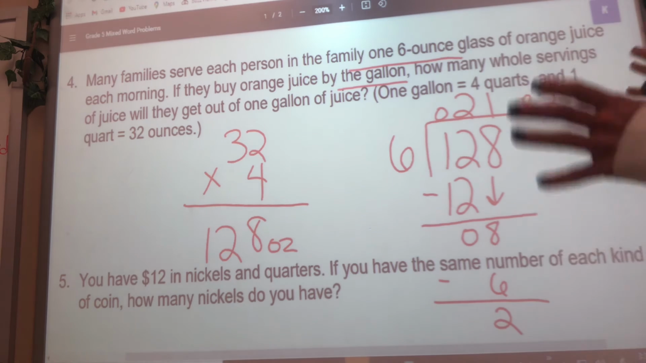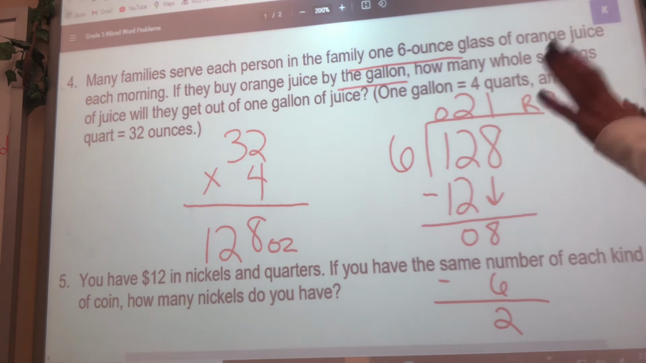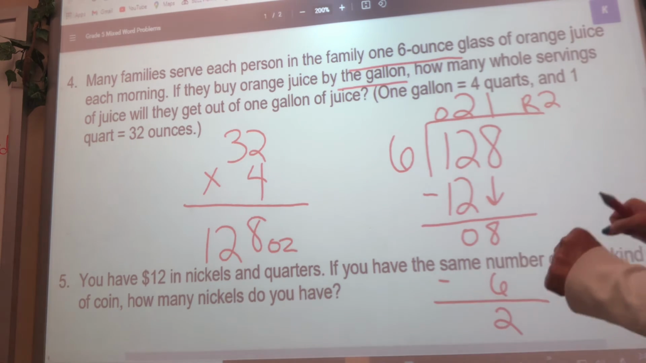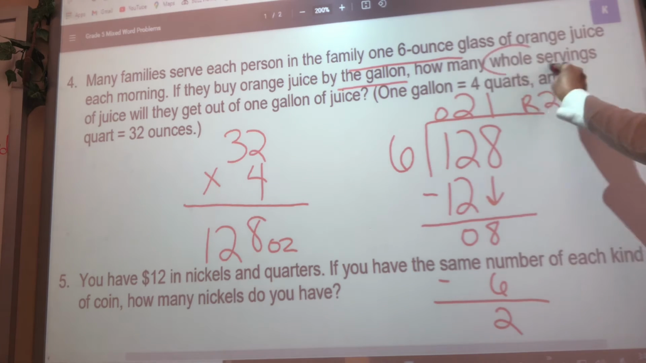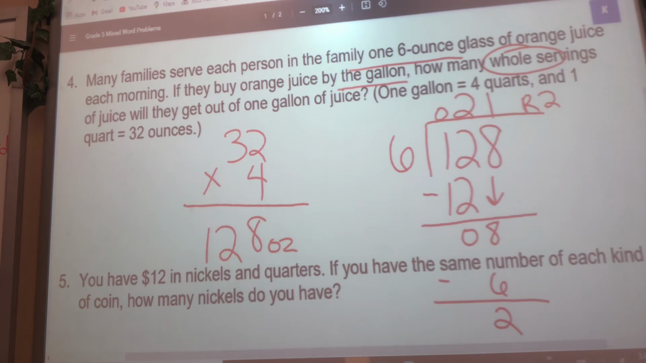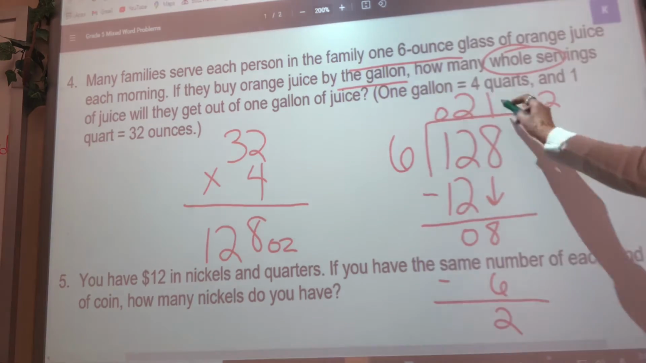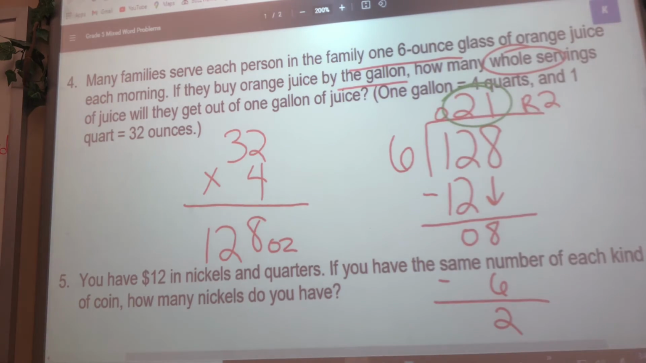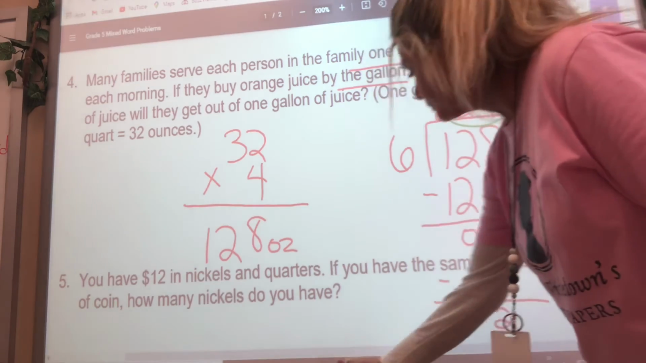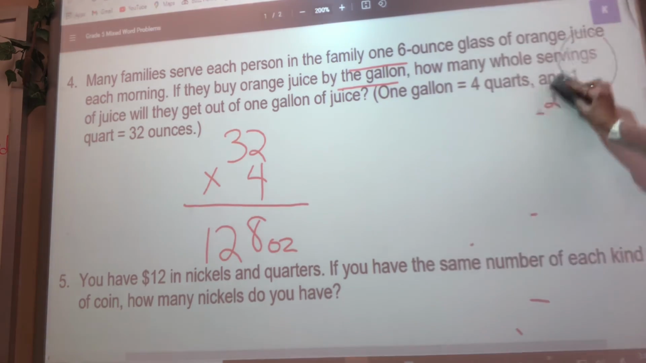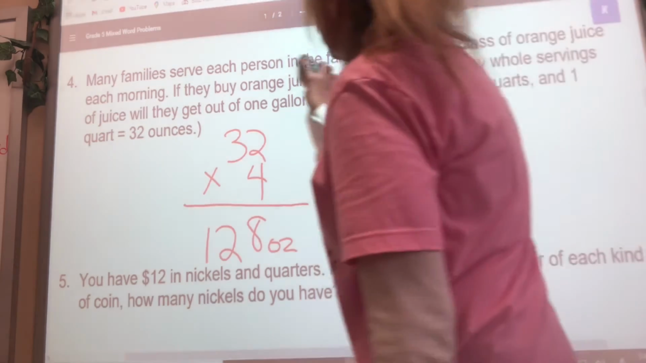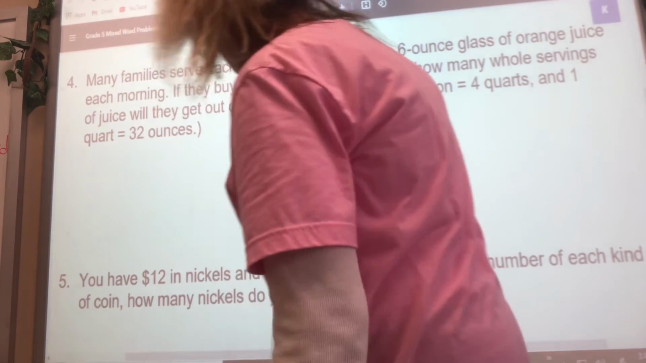So, now this is where it's tricky on the test. They asked you how many whole servings of juice will they get. So we're not concerned about our remainder. We would get 21 whole servings. So after serving everyone in the family, they would have just a little bit left over.